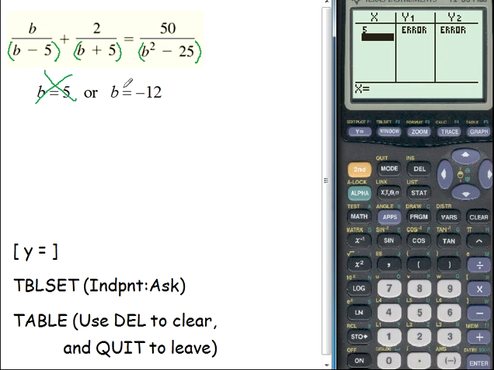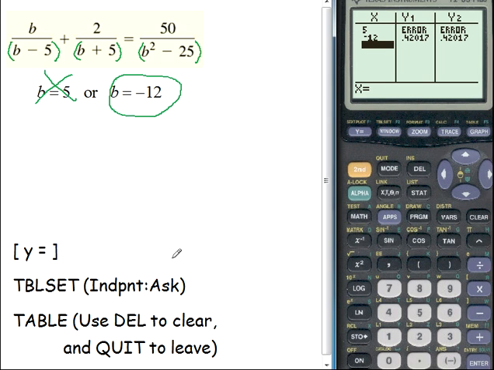Sometimes this is the best method we have, and sometimes the answers we get don't work. And that is pretty much true from here on out in mathematics. You have to check your work. And then the next answer, negative 12, may or may not be a solution. And put it in there and hit enter, and both sides come out equal. So for this problem, there's only one solution, and that is the b equals negative 12.